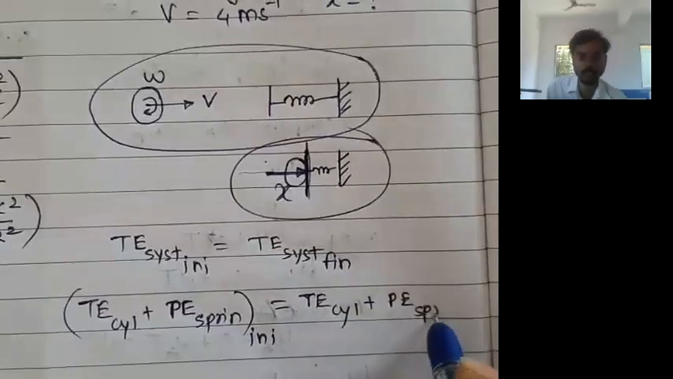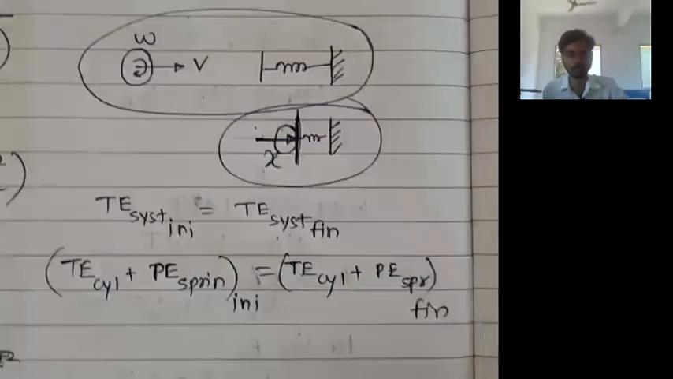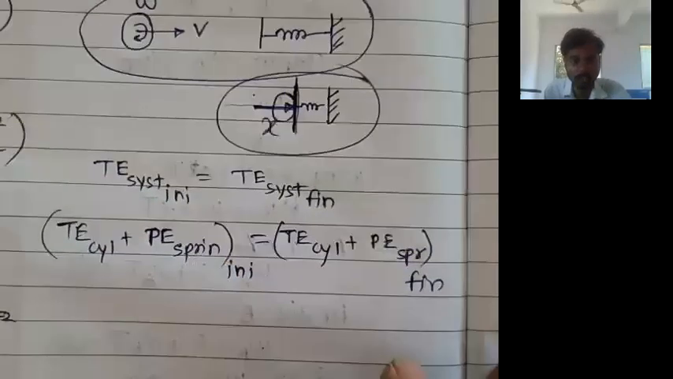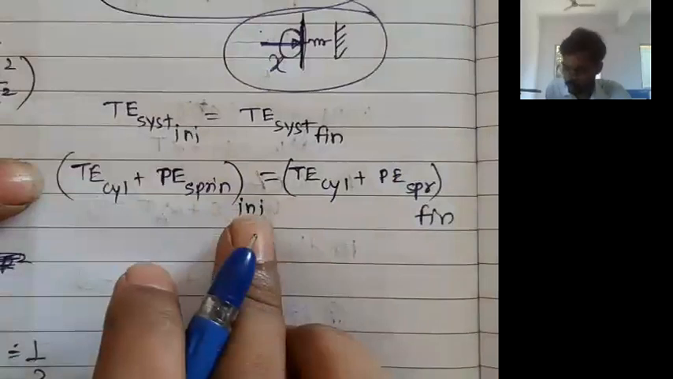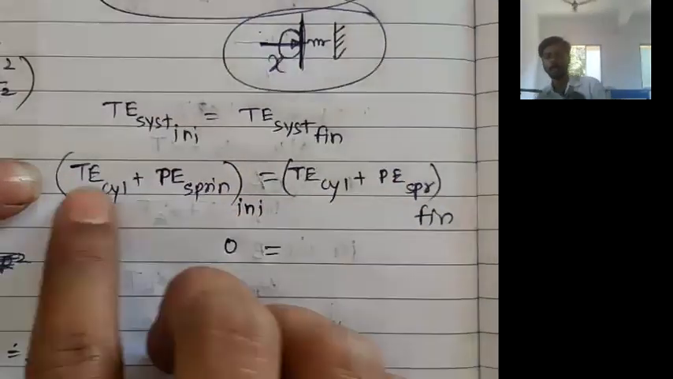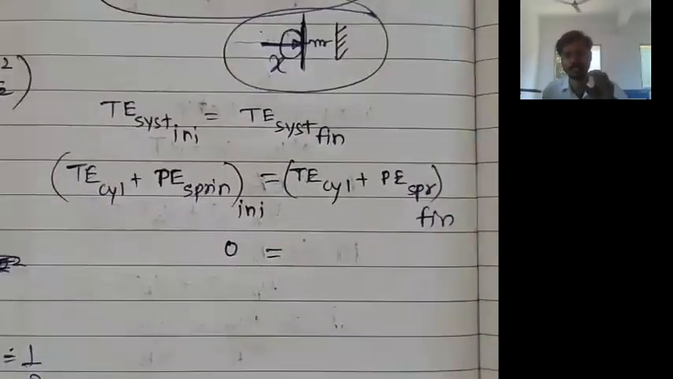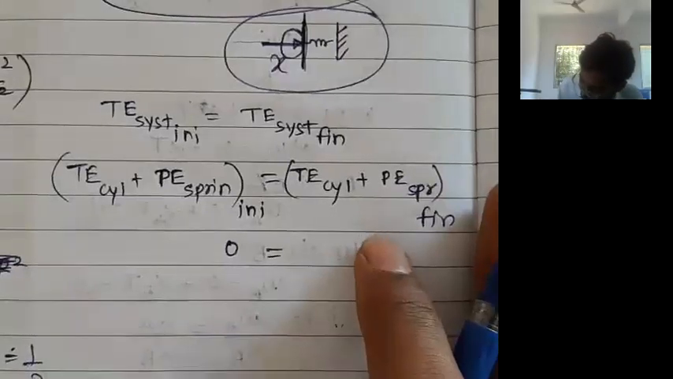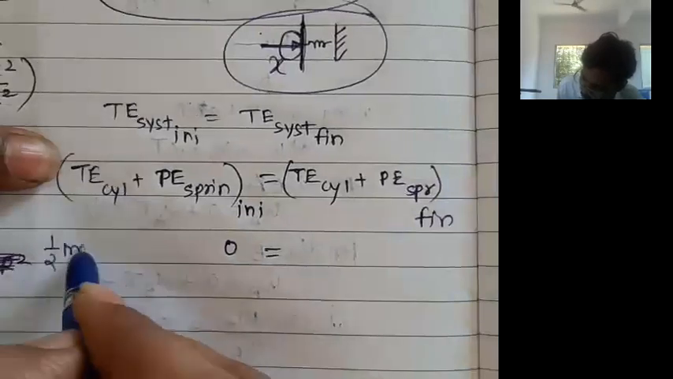Finally, initial energies of the components of the system are equal to final energies of the components of the system. Now as discussed, initially potential energy in the spring is going to be 0. Fine sir, let us write here 0. Now what is the total energy of the cylinder? Our cylinder is performing rolling motion, which means translational as well as rotational. So total kinetic energy will be 1/2 mv square into bracket 1 plus k square upon r square.